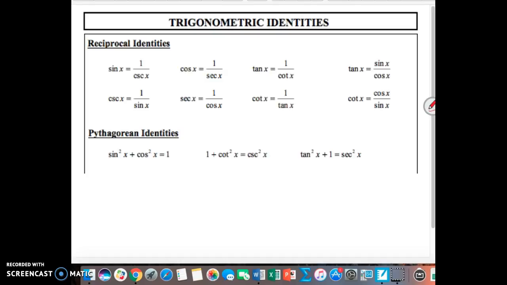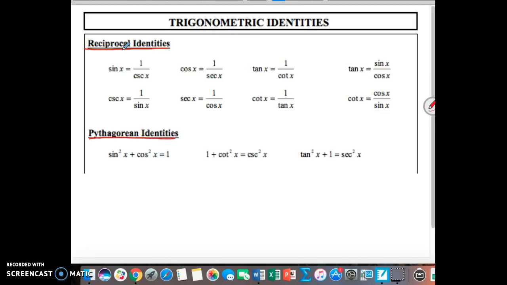Reciprocal identities are things that we have learned about and talked about many times in the last couple chapters. We know that we can rewrite sine of x as 1 over cosecant of x. We know we can rewrite cosine of x as 1 over secant of x. We can rewrite tangent of x as 1 over cotangent of x, and we can rewrite tangent of x as sine x over cosine of x. This is nothing new, but we will be using these throughout the rest of Chapter 7.